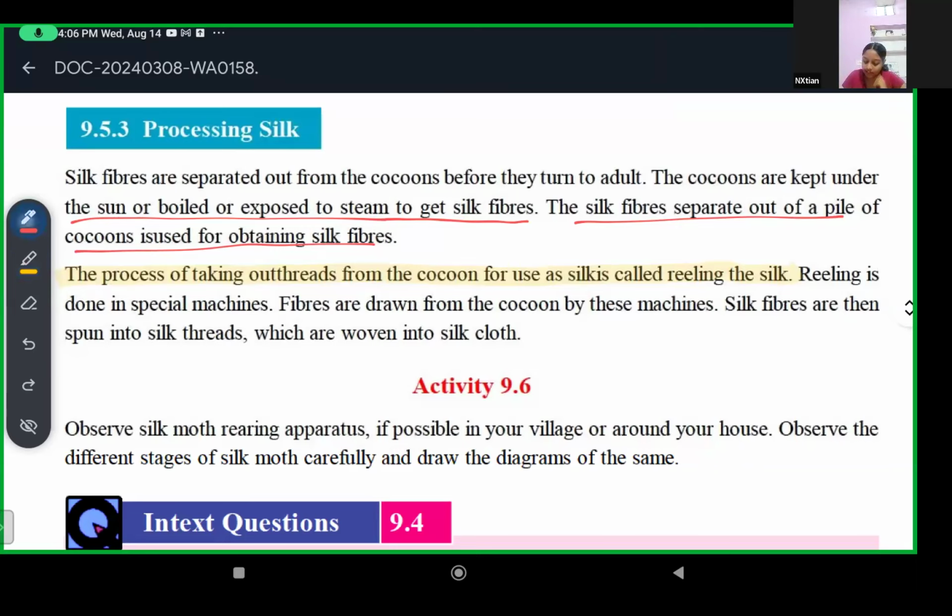Silk fibers. This cocoon gives us silk fibers.